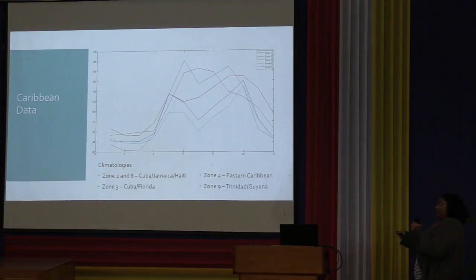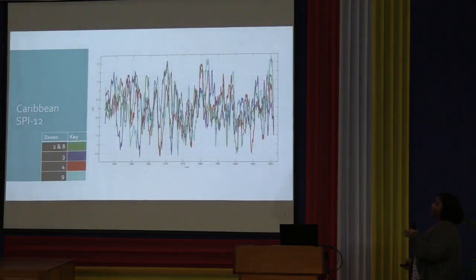Looking at the climatologies, this is zone 9, the purple line. It's also doing its own thing, which is partly why we're looking at it, but the others are kind of similar. So what I showed you before will hold for these ones. We're going to focus on zone 9 because it's different and more interesting. But just so you see all of the SPIs together, they're all doing different things at different times. This shows that you can't treat the Caribbean as a whole because each zone is doing its own thing. If you treat it as a whole, you're going to miss out on a lot of variability.